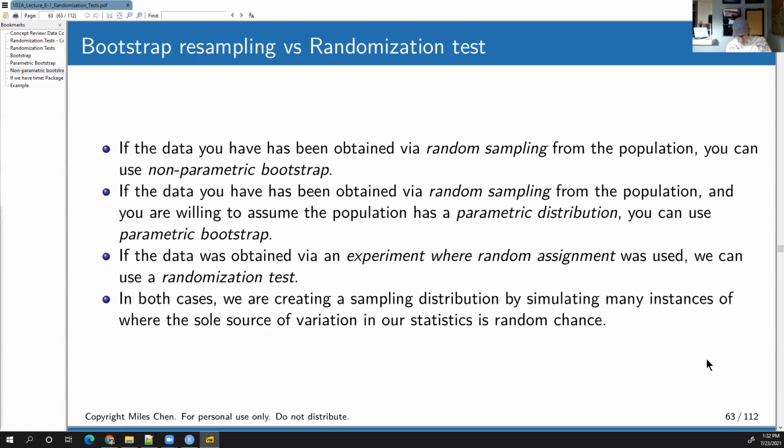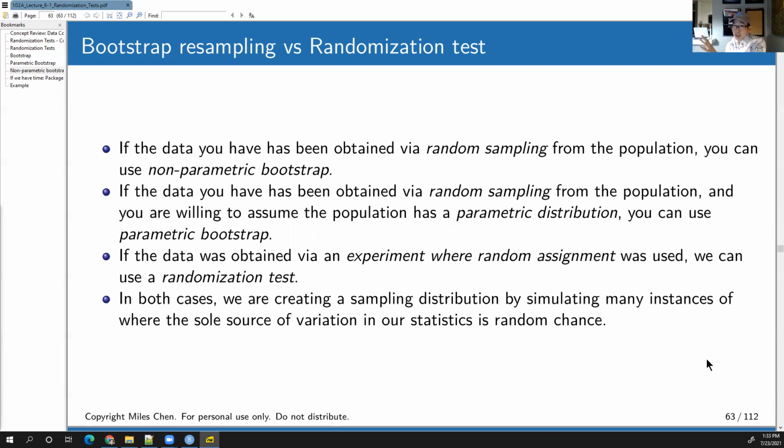So we've covered kind of three things. We've had the randomization test, parametric bootstrap, and non-parametric bootstrap. So these are kind of the situations for when you would use this, right? If you have data that you obtained via random sampling, you can use non-parametric bootstrap. If you have data obtained via random sampling and you're willing to make parametric assumptions about the population, you're willing to say the population has this shape, right?